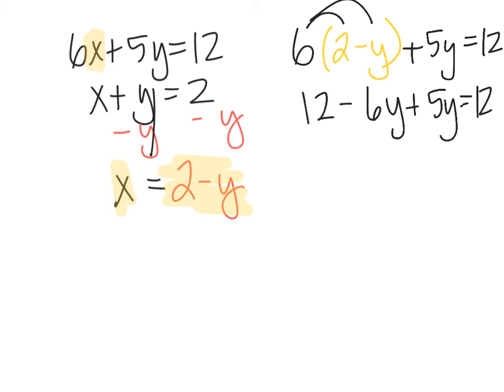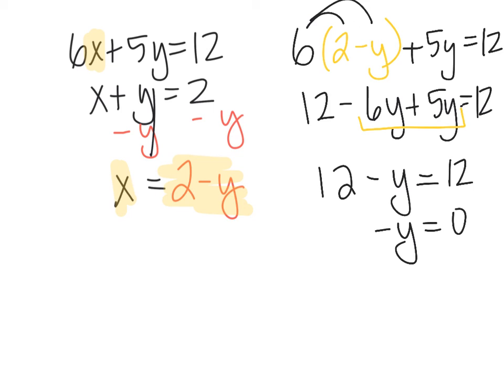Okay, so that was 6 times 2 is 12, 6 times y is 6y, and then I just brought down my plus 5y. Now I'm going to combine like terms, so my like terms are the negative 6y and the positive 5y, so that's 12 minus y is equal to 12. Then I'm going to subtract 12 from both sides. That gives me a negative y is equal to 0, or y is equal to 0.